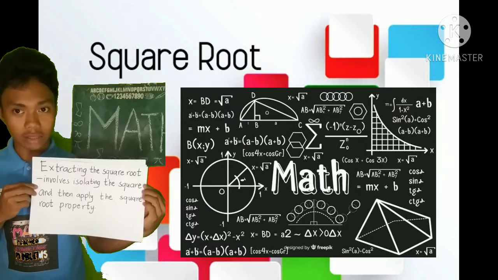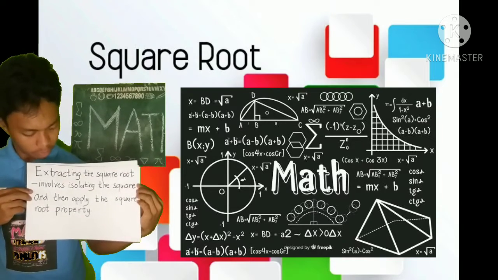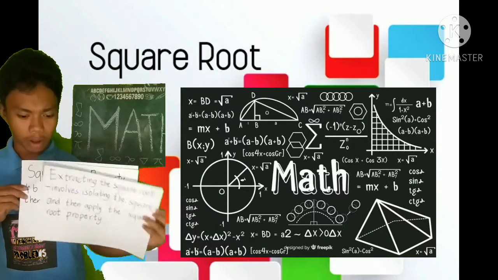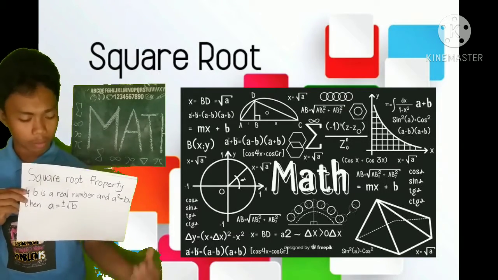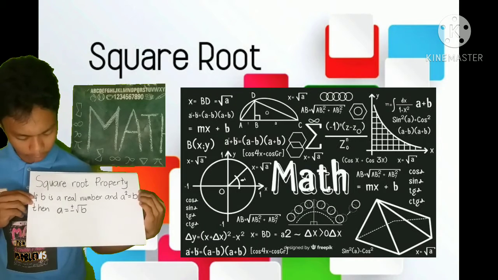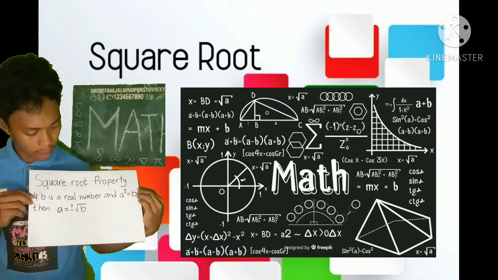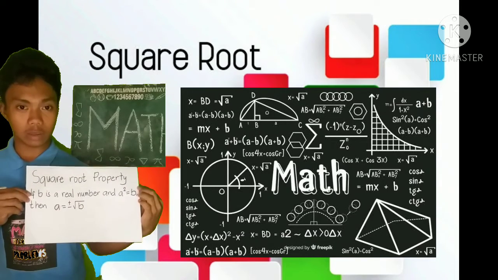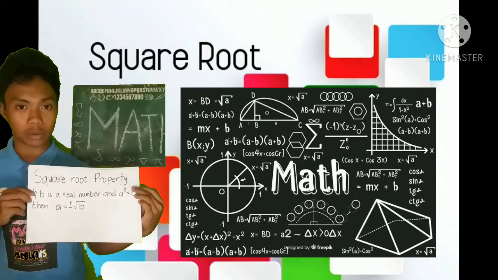Then, extracting the square root involves isolating the square and then applying the square root property. So what is the square root property? If b is a real number and a squared is equal to b, then a is equal to positive and negative square root of b.